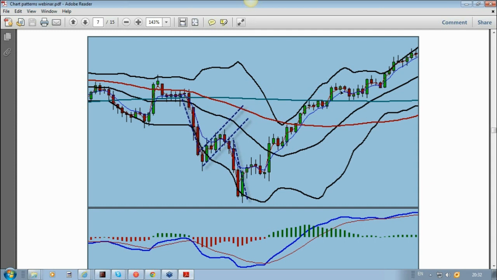Okay? Is this a flag? Yes, it is. See? Yes, it is. Is this a flag here? Yes, it is. Very tight. Okay?